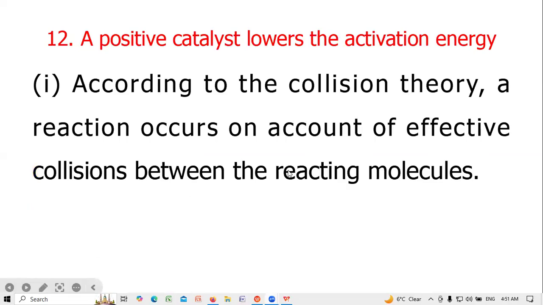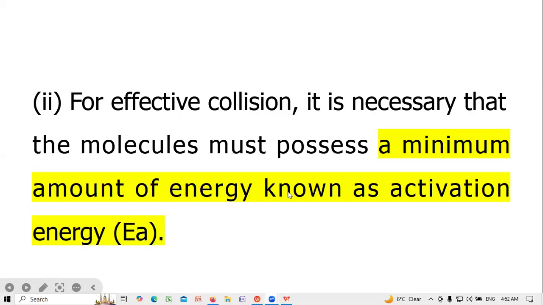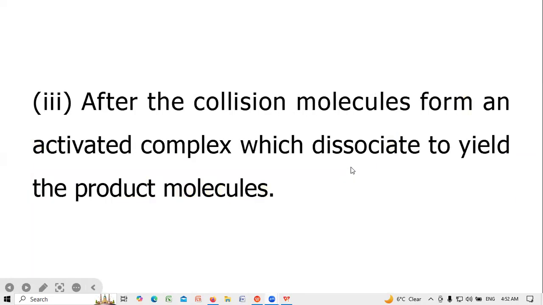A positive catalyst lowers the activation energy. According to collision theory, a reaction occurs on account of effective collision between the reacting molecules. For effective collision, the molecules must possess a minimum amount of energy known as activation energy. After collision, molecules form an activated complex, which dissociates to yield the product molecules.